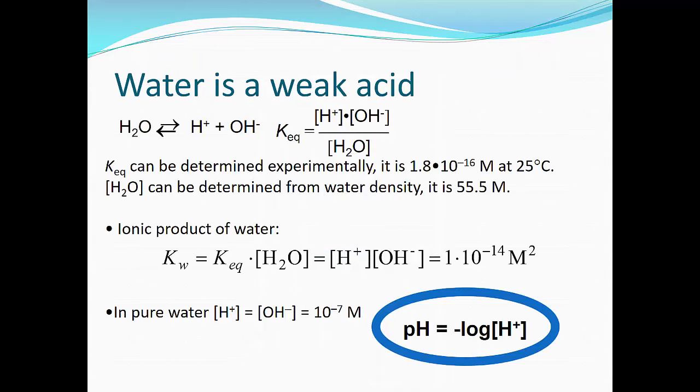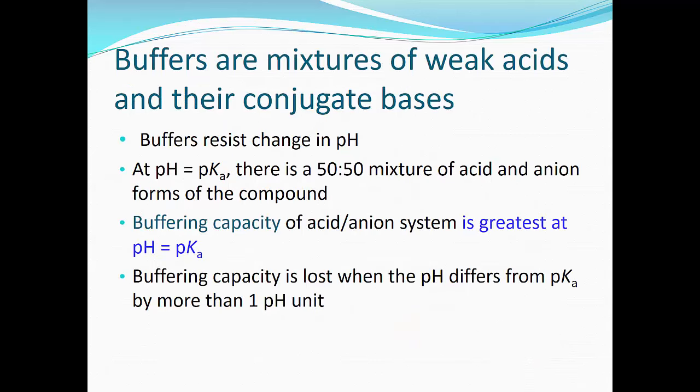Now, like I said, water itself is a weak acid, but it's not a very good buffer. In order to maintain the biologically optimum pH of 7, the body utilizes buffers. Buffers are mixtures of weak acids and their conjugate bases that can resist fluctuations in the pH. When we have an equal mixture of the conjugate acid and the conjugate base, the pH is equal to the pKa, and we have the greatest buffering capacity.